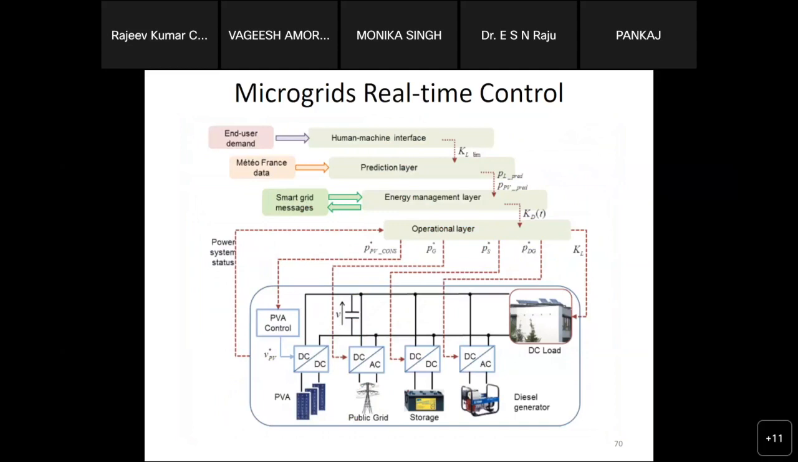This HMI will provide the end user demand, and after that the prediction layer will provide the solar forecasting data as well as the wind forecasting data, and after that we have the energy management layer.